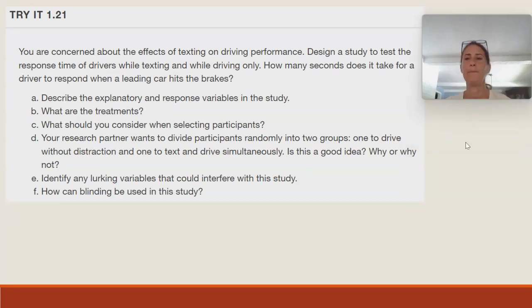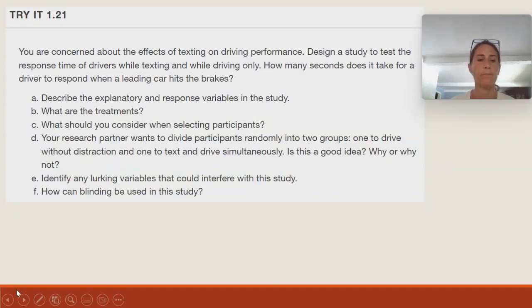So here's another example. You're concerned about the effects of texting on driving performance. So design a study to test the response time of drivers while texting and while driving only. How many seconds does it take for a driver to respond when a leading car hits the brakes? So describe the explanatory and response variables in the study. What are the treatments? What should you consider when selecting participants? Your research partner wants to divide participants randomly into two groups, one to drive without distraction and one to text and drive simultaneously. Is this a good idea?